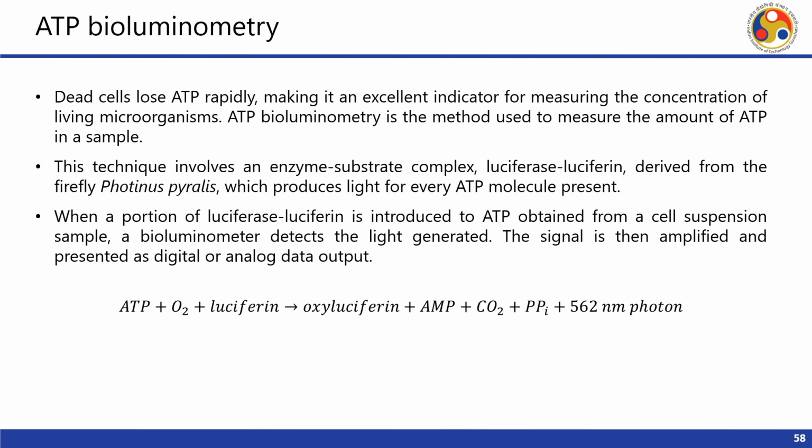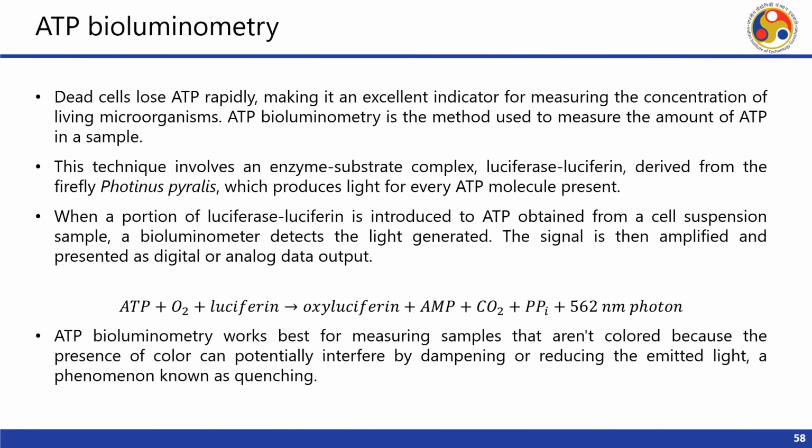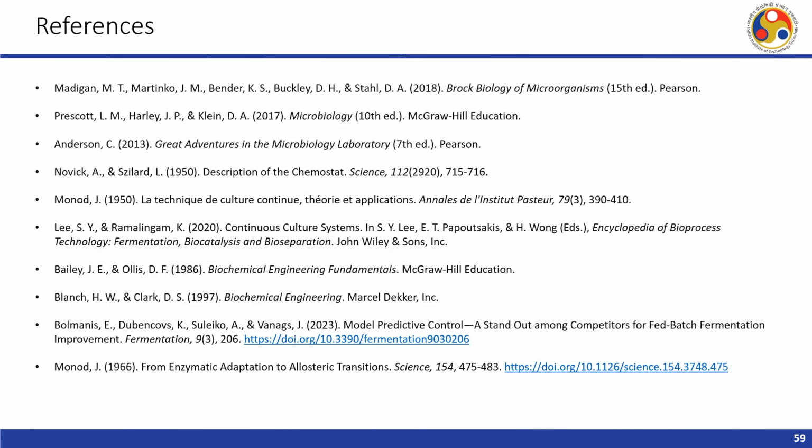Here we can see ATP in the presence of oxygen and luciferin will get converted into oxyluciferin and binds to AMP, carbon dioxide, and inorganic pyrophosphate, and then it will emit some kind of light at 562 nanometer. So, ATP bioluminometry works best for measuring samples that are not colored, because the presence of color can potentially interfere by dampening or reducing the emitted light, which we call quenching.